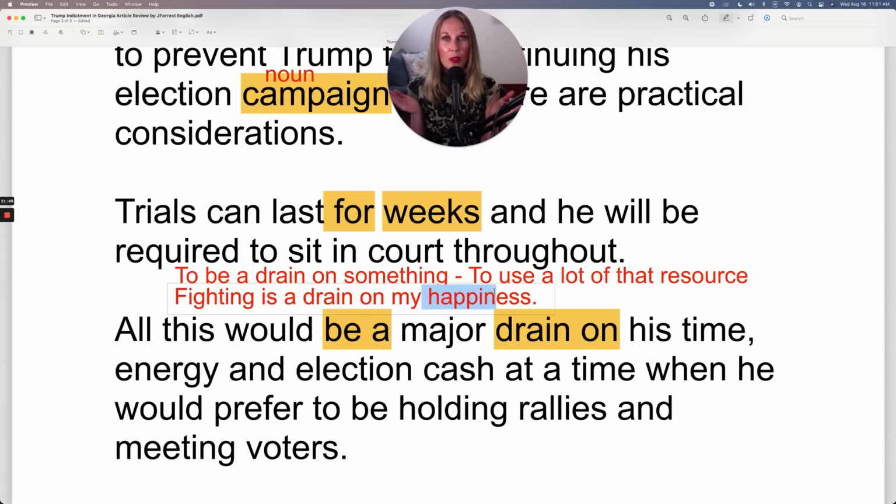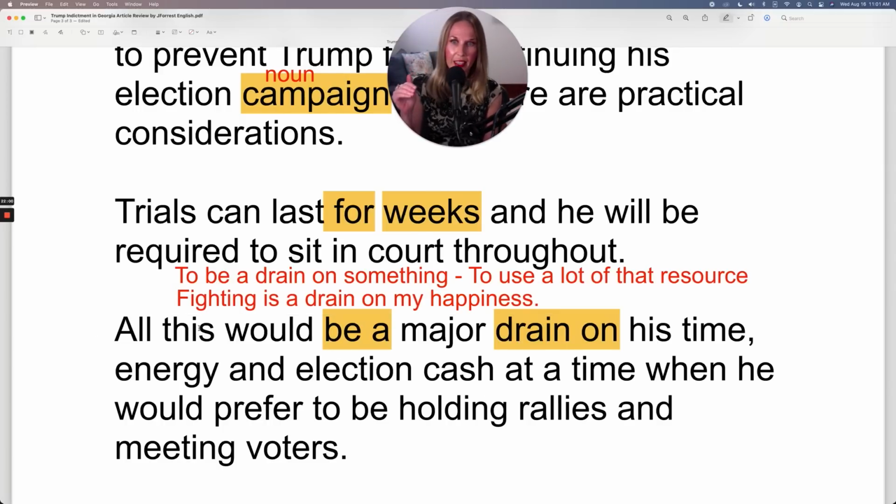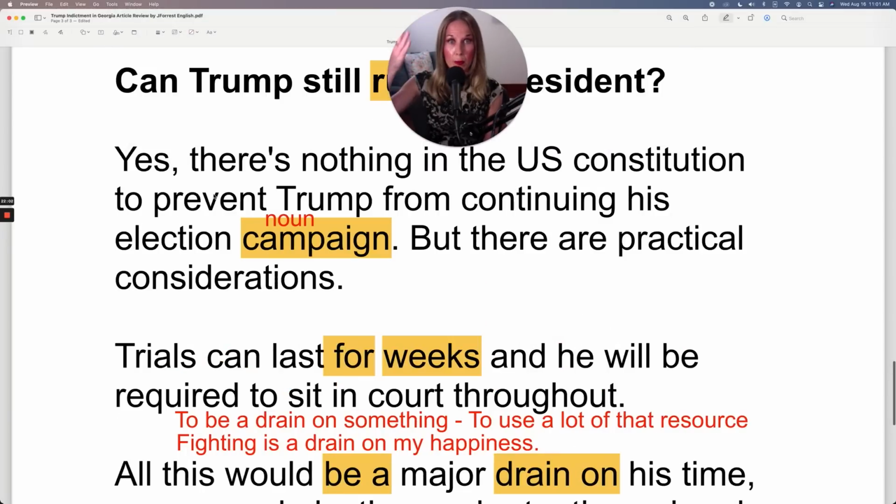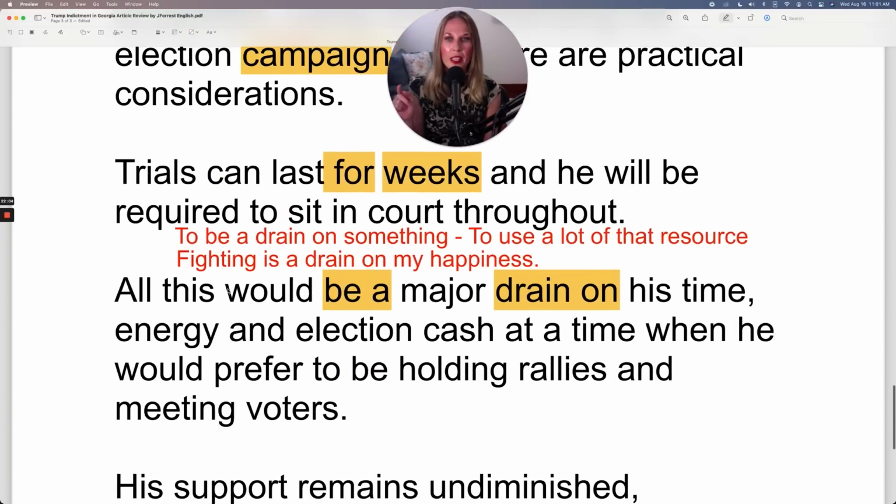I don't like fighting with people. Why? Because it's a drain on my happiness. And why would I want that to happen? So in this case, of course, all this, what was mentioned above, all this would be a major drain. So you can use major as an adjective to make it sound a lot stronger.